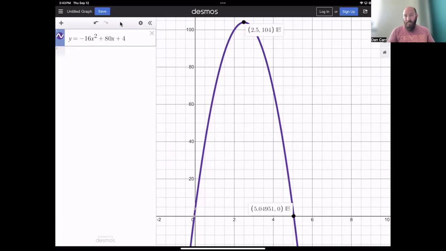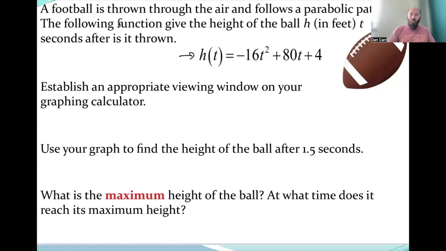What do those points mean? Let's come back here and analyze that. Let's talk about the maximum height of the ball. At what time does it reach its maximum height? That's the vertex. Remember, that vertex was 2.5, 104. So when I say the maximum height, I just put my vertex into the context of the problem.